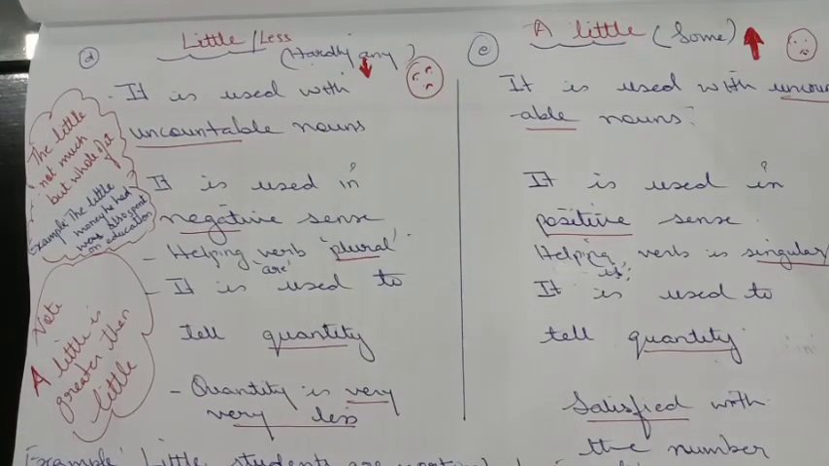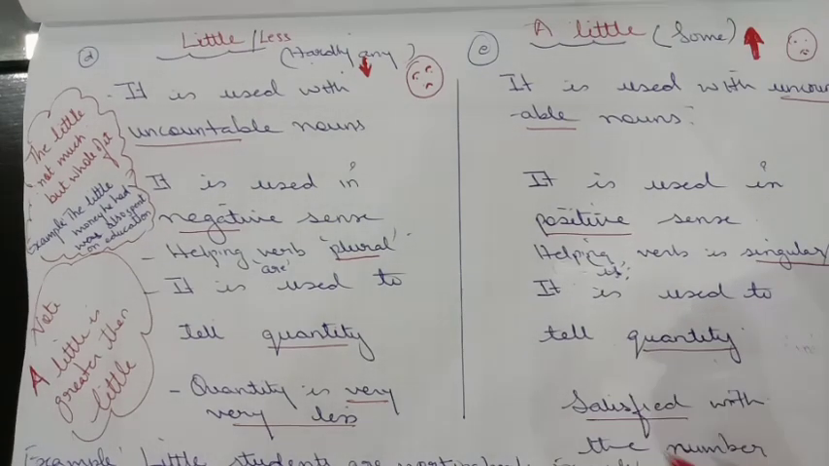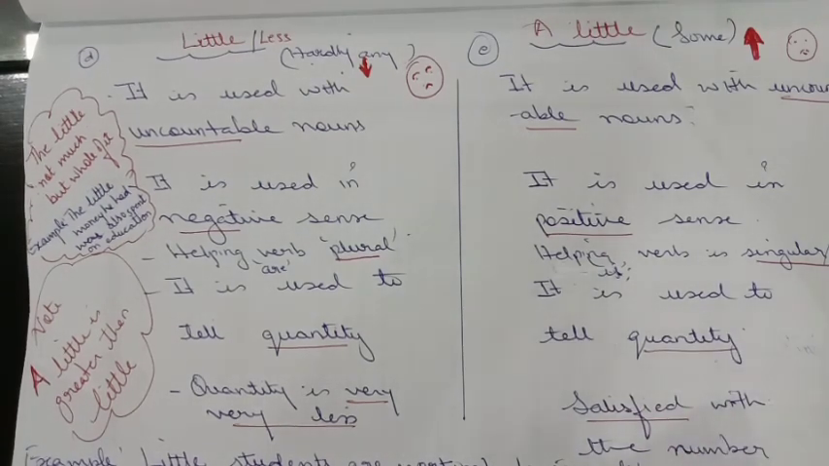Kindly note, a little is greater than little. For example, see, little students are working hard. Little people are honest nowadays. So, you can count students, you can count people, but very few students are working hard. Hardly any. Okay? Now, for a little, see the example.